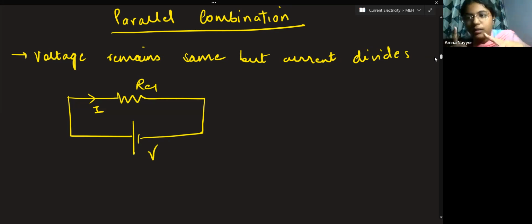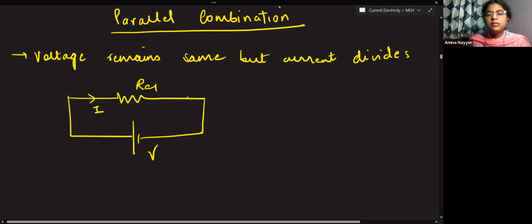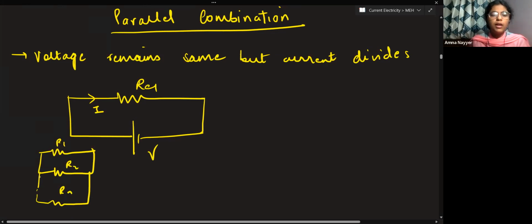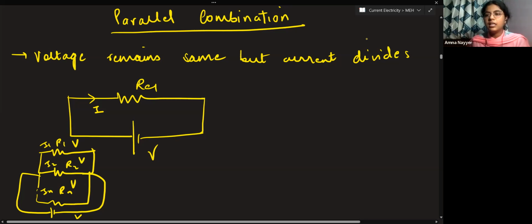So if branching occurs, then your current divides, and then you cannot use the same equations. Your voltage remains the same, but your current divides. So it means this circuit is actually like this. R1 is there, connected to R2, connected to R3, up till some Rn, in a circuit whose value is V, capital V. So voltage across each of them will be V, but each will have different values of current. So this whole I have reduced and written as R equivalent. Now, here since current is different, let's write different currents.